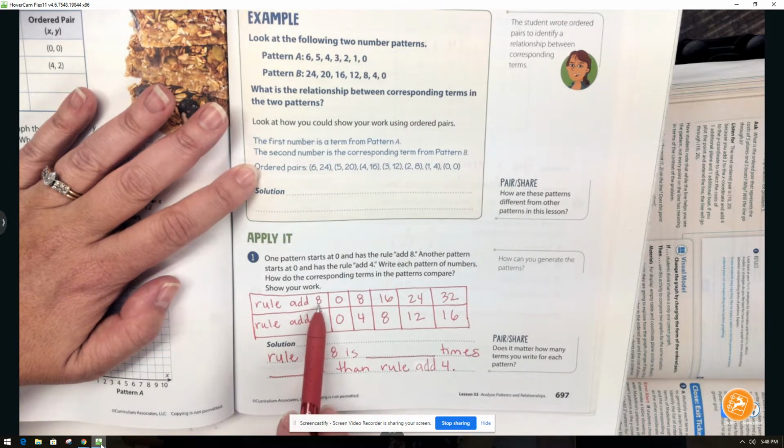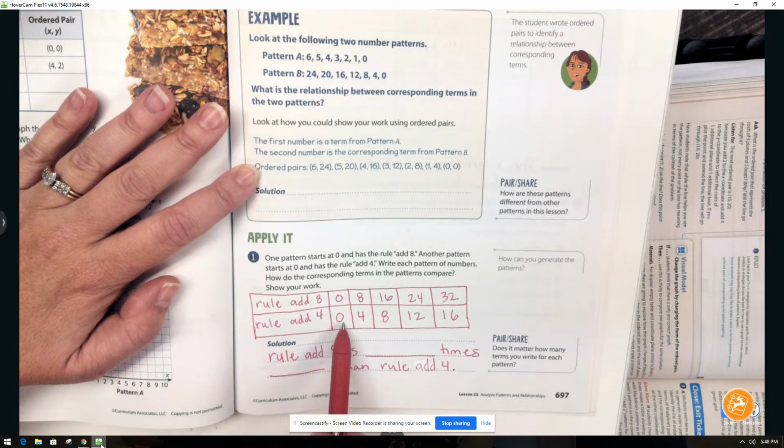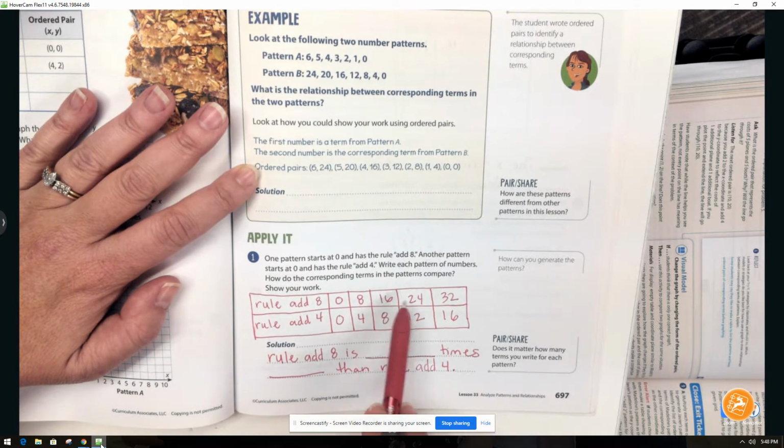I didn't realize that I did this for you, so you are getting so lucky. So the rule 1 is add 8 and rule 2 is add 4. And then you start at 0 and we go out 5 terms. So I already did this for you. I didn't even realize I did. You got lucky today. Must be so happy it's the last lesson.